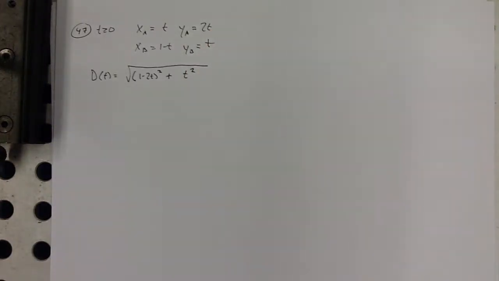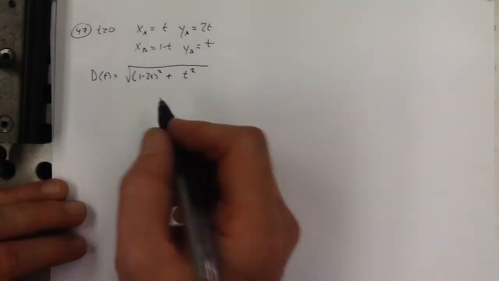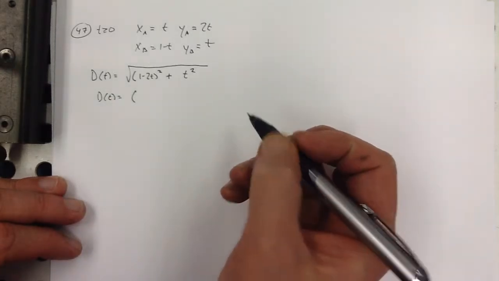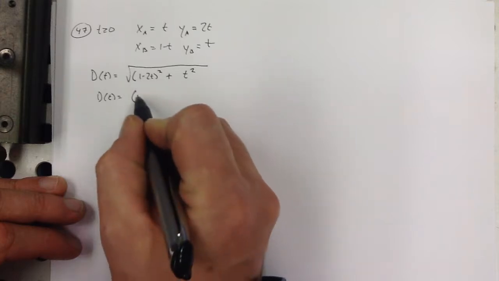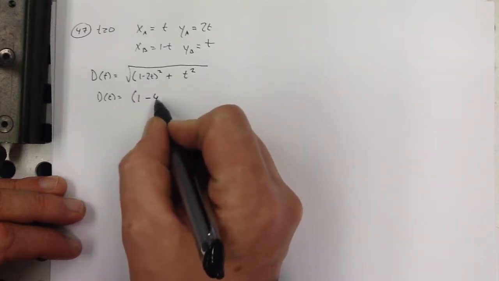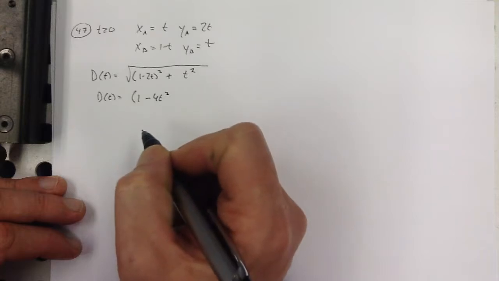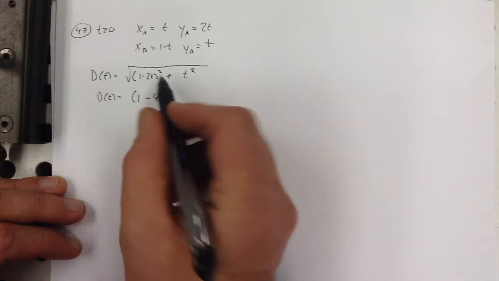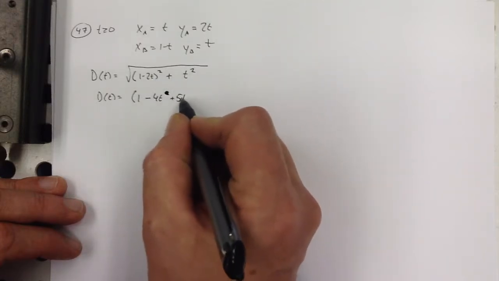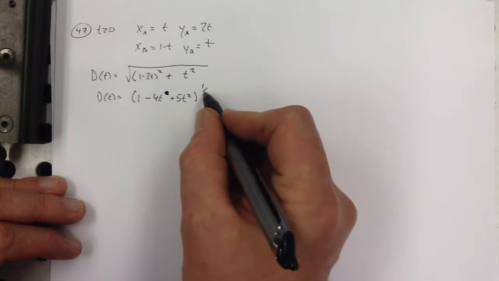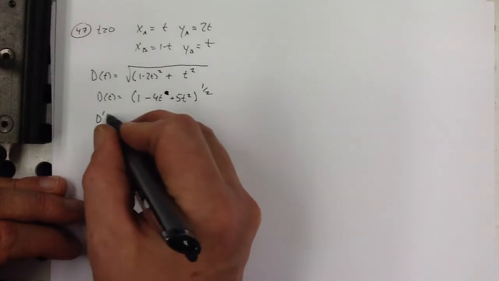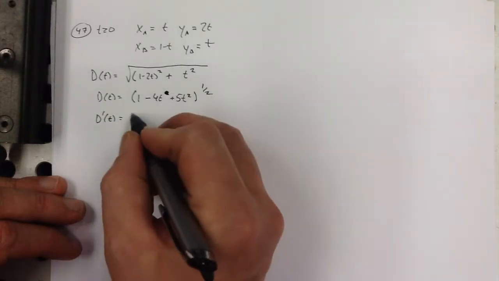So there's my distance function, and I need to take the derivative of that. Since I need to take the derivative, I think it's probably worthwhile to simplify that. I'm also going to write it in more calculus-friendly notation. So foiling this out, that's 1 minus 4t, excuse me, and then plus 4t squared, but I got another t squared there, so plus 5t squared, all to the 1/2. Now I would like to minimize distance, so I'm going to take the derivative of this and then set it equal to 0.